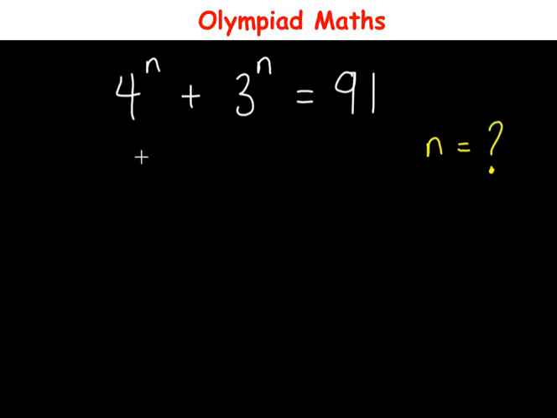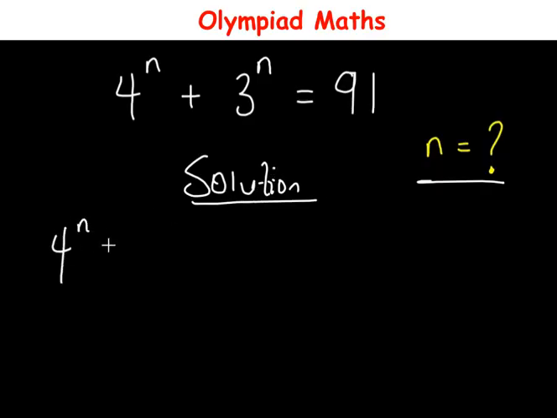Hello everyone, in this video let us solve this question. We have 4 raised to power n plus 3 raised to power n is equal to 91, and here we are to solve for the value of n. So to solve this, solution: we have 4 raised to power n plus 3 raised to power n is equal to 91.